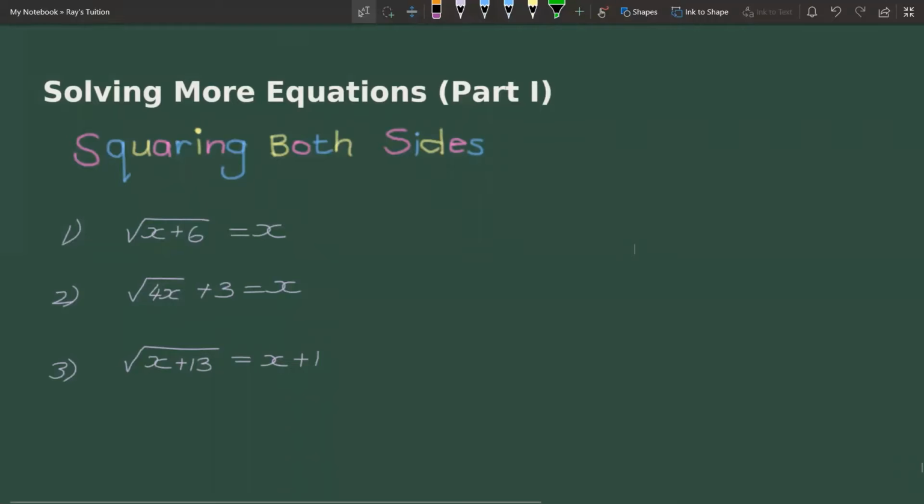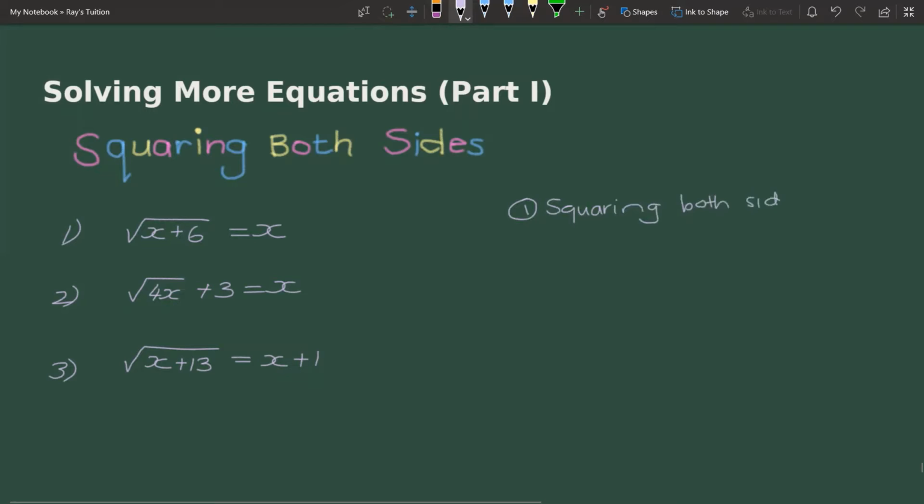Hi everybody and welcome to this video where we look at solving other types of equations using some different methods. The first method we look at is squaring both sides. In this method, there's usually a square root, and to get rid of the square root, we're going to square both sides. So this would involve squaring both sides, and that would be the first step.